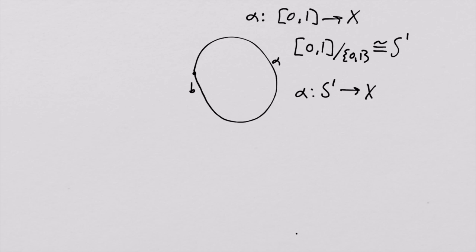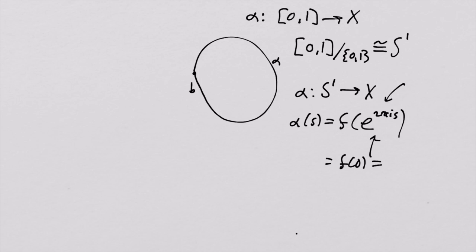And so I could actually write something like alpha of s is some function f of e to the 2 pi i s, because that's sort of the way we describe the circle. And when s equals 0 and when s equals 1, the argument is the same. So this all implies that f of 0 equals f of 1, so I have to make it so that this equals the point B, and so f is now a function from S1 into X. And so this is just another way of looking at loops that's a little bit easier sometimes. You think of it as the map of a circle to X.